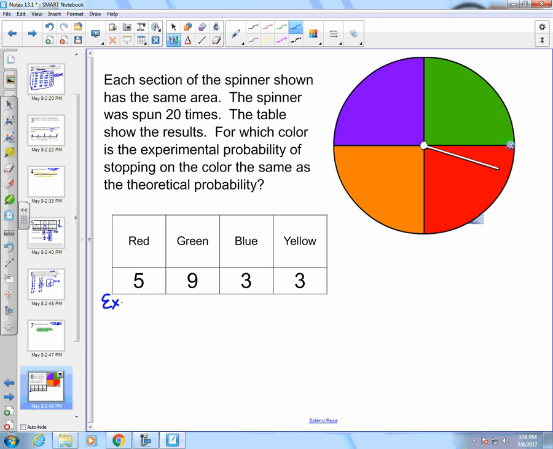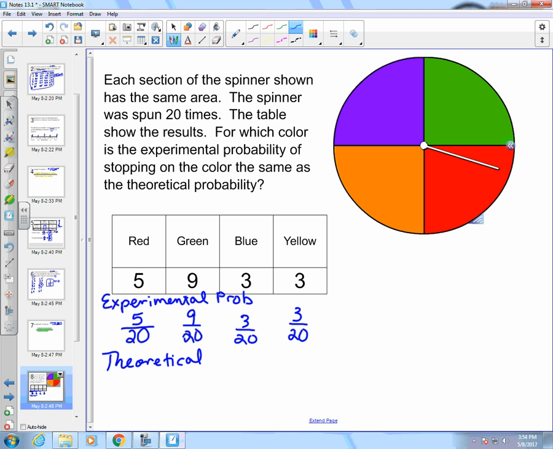First thing that we're going to look at is the experimental probability. The experimental probability is the number of times it happened over the number of times that we tried. So 5/20. Next one's 9/20. Then we had 3/20 and 3/20 for the yellow as well. Theoretical probability. Well, we have to determine what that is in order to see which one of these is closest to the theoretical probability.